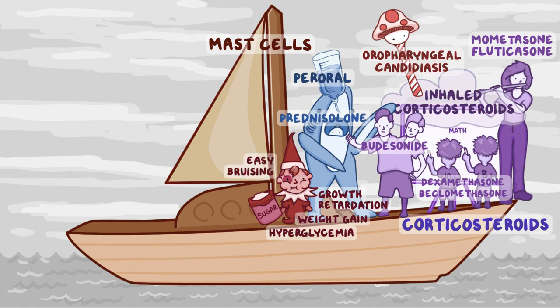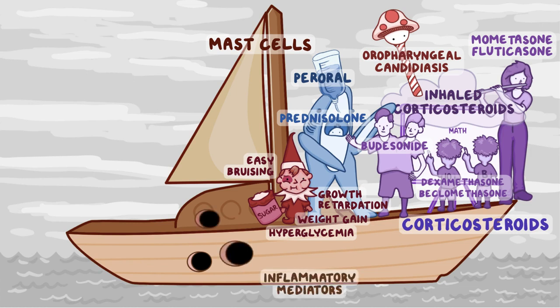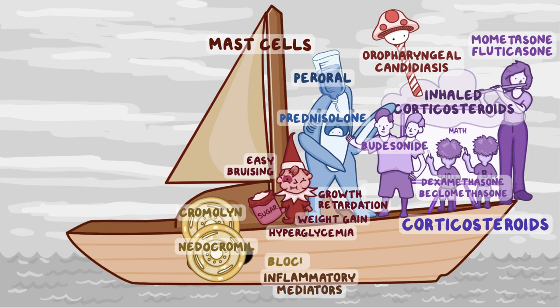For the next group of drugs, let's look at the middle of the boat, which is full of holes. These holes allow inflammatory mediators to be released from the mast cell. So let's put 2 chrome plates over these to represent cromolyn and nedocromil, the 2 drugs that block mediator release. However, they're nailed rather poorly, and it looks like they're about to fall off. So remember, they are very short-acting and therefore rarely used.